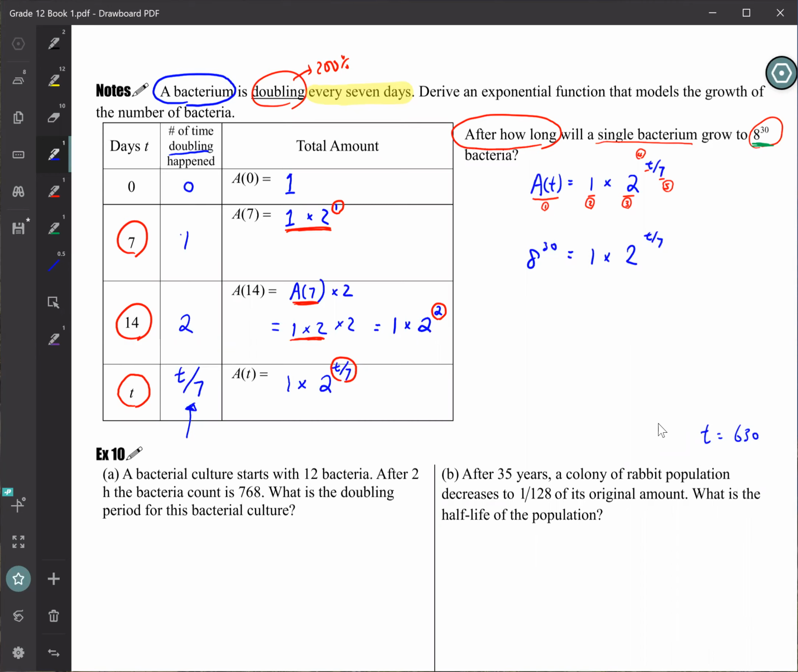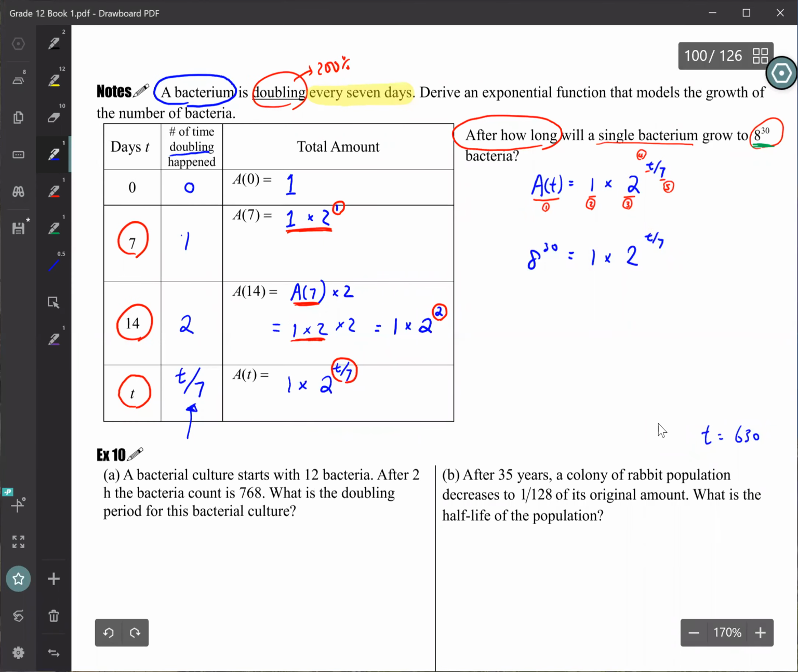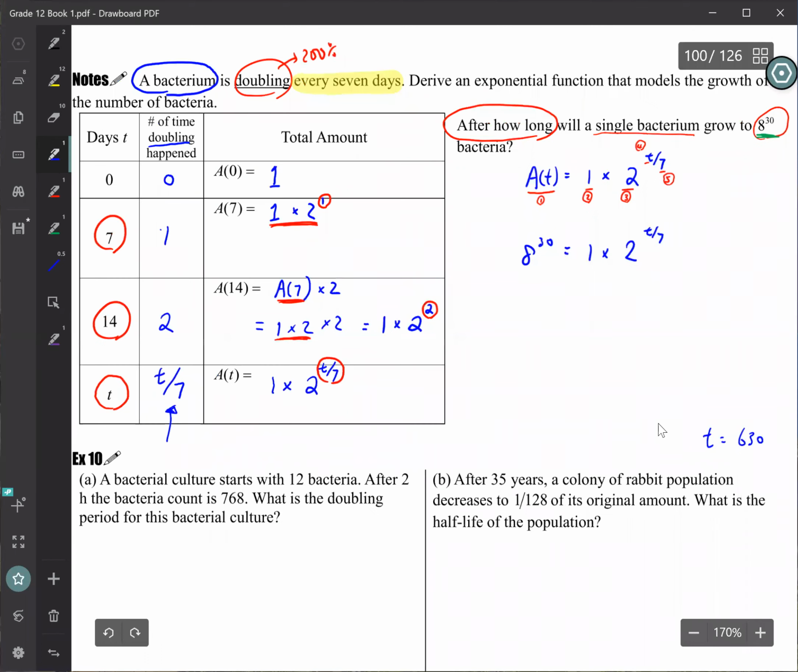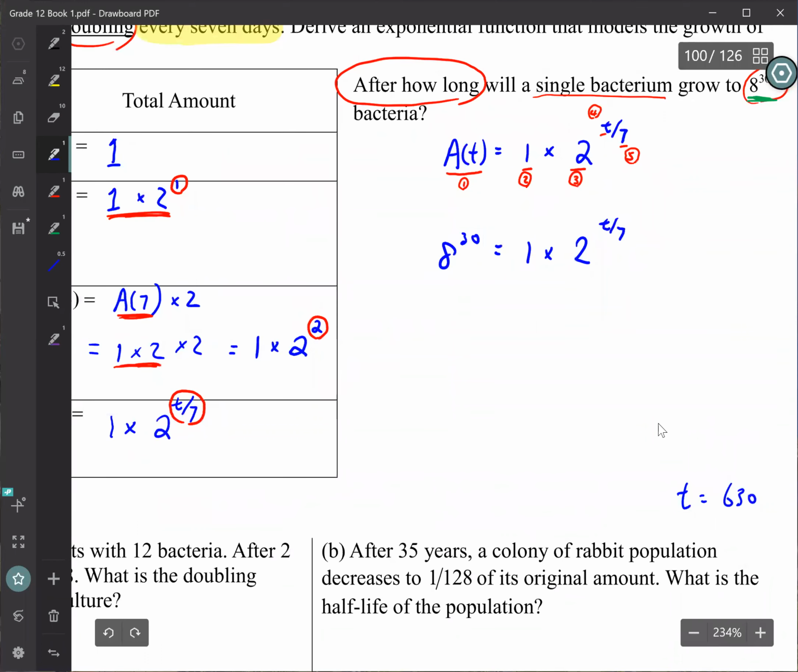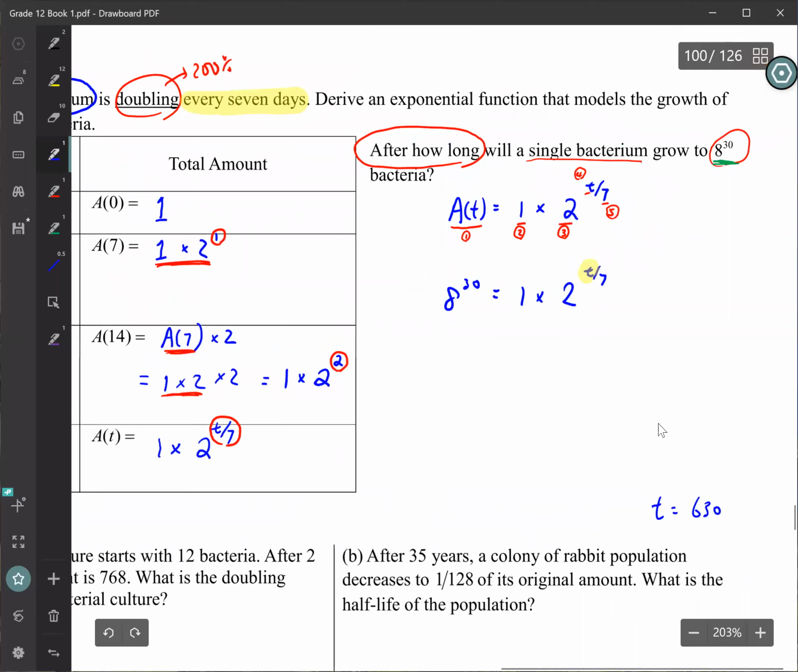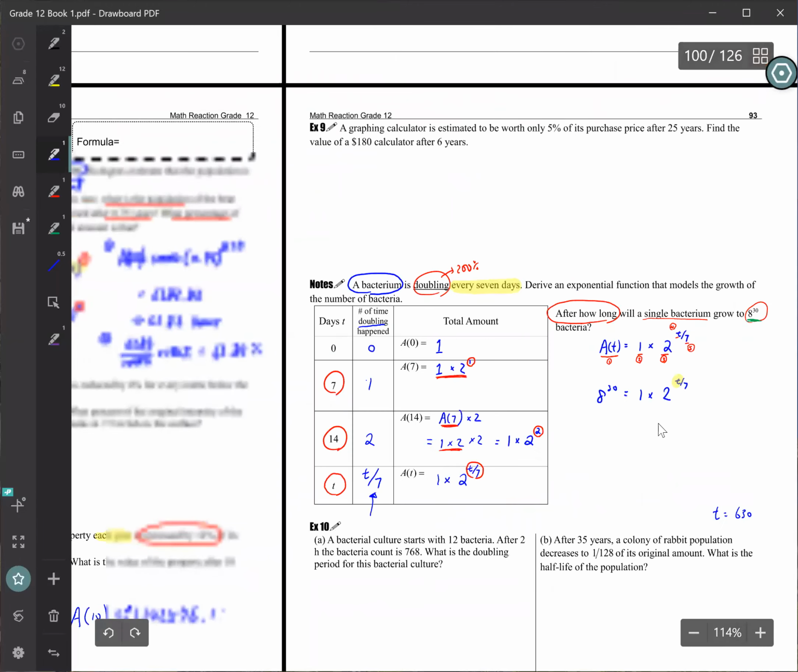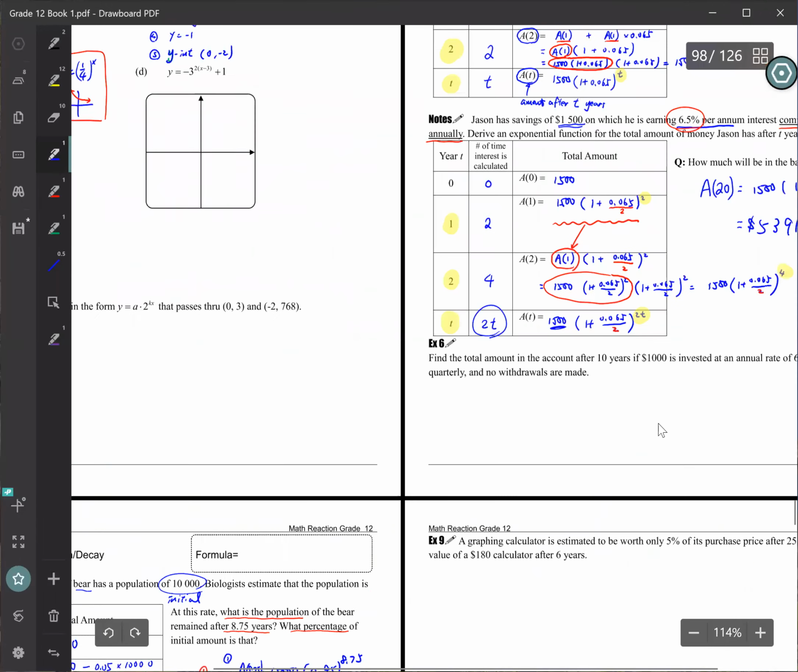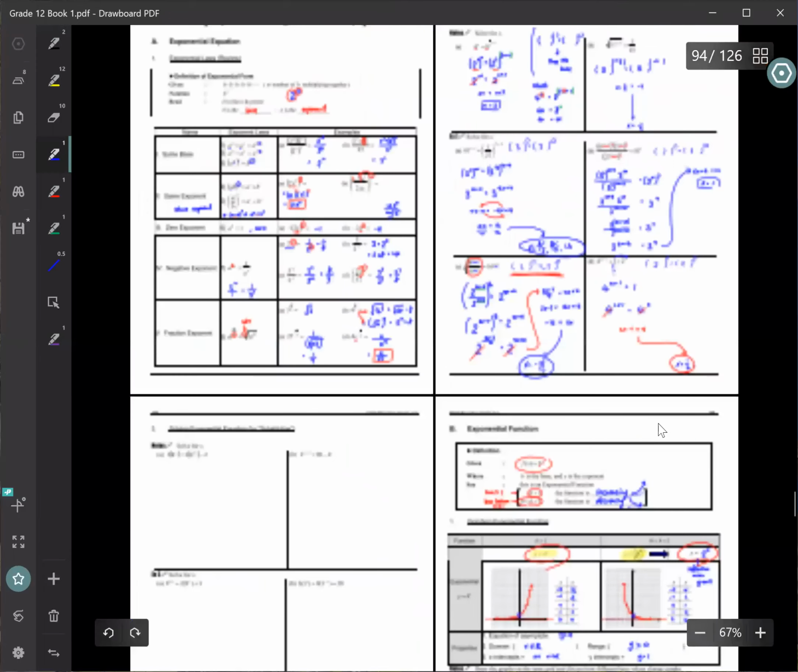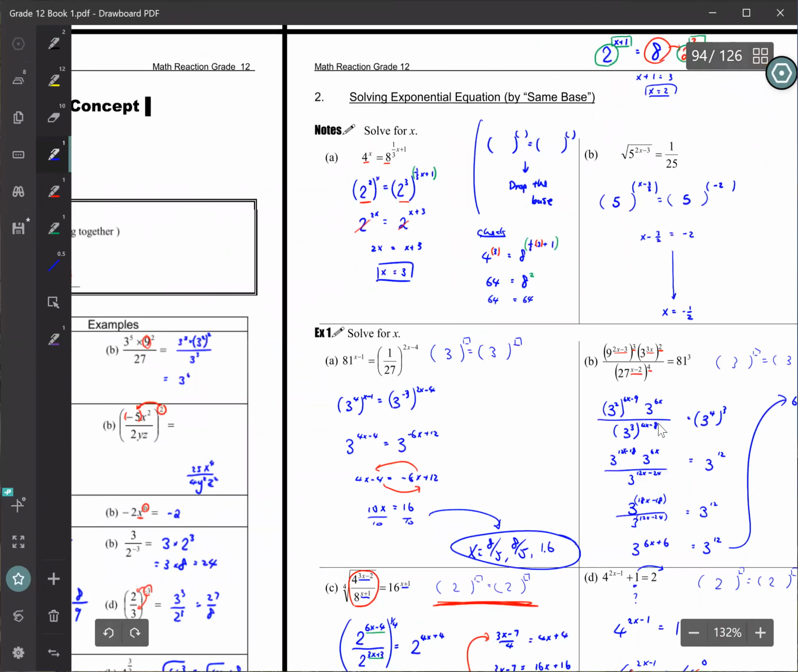Tiana, how about you? I'm not sure. Do you have a different answer? No. Okay, did you get stuck anywhere? Yeah. Okay, did you have this line right now? Yes. Okay, so right now our goal is to isolate T, right? Yeah. Okay, so this has to do with what we learned last week. Last week we learned a method called same base. Remember that?